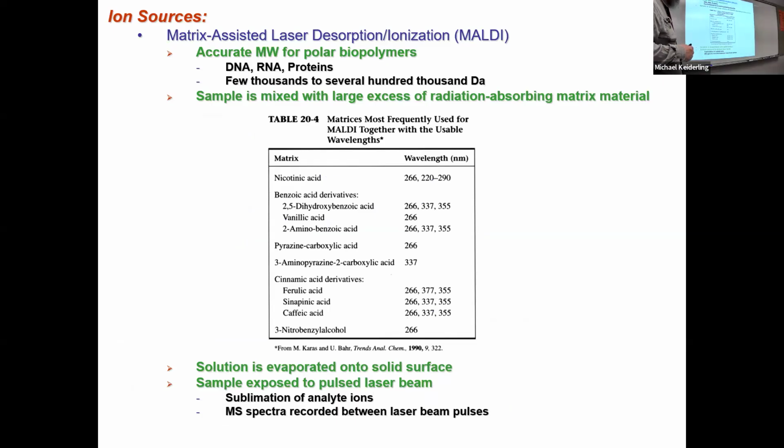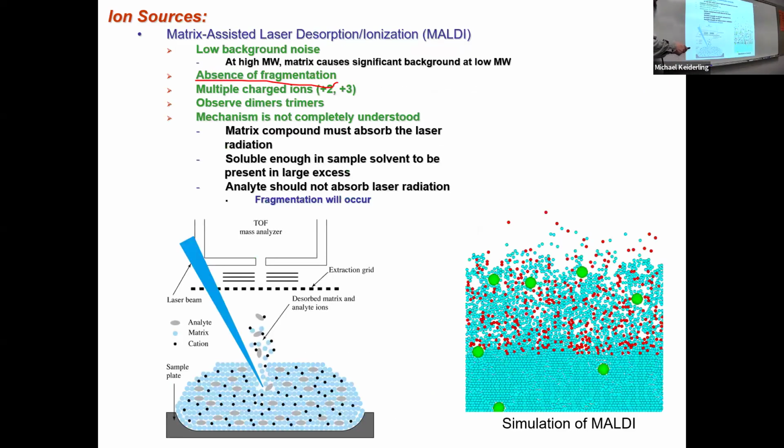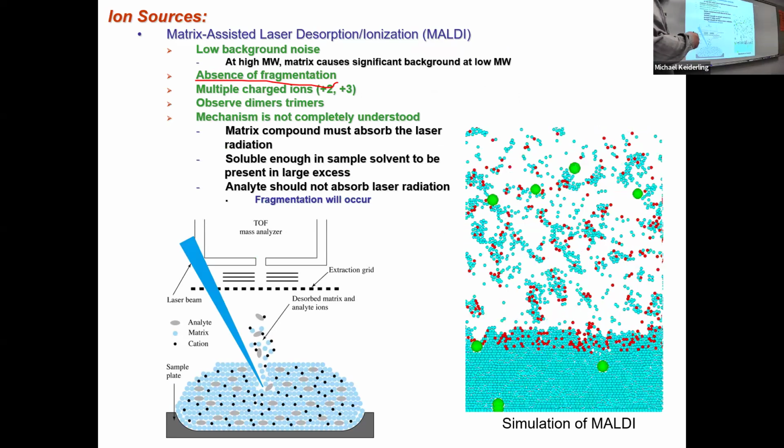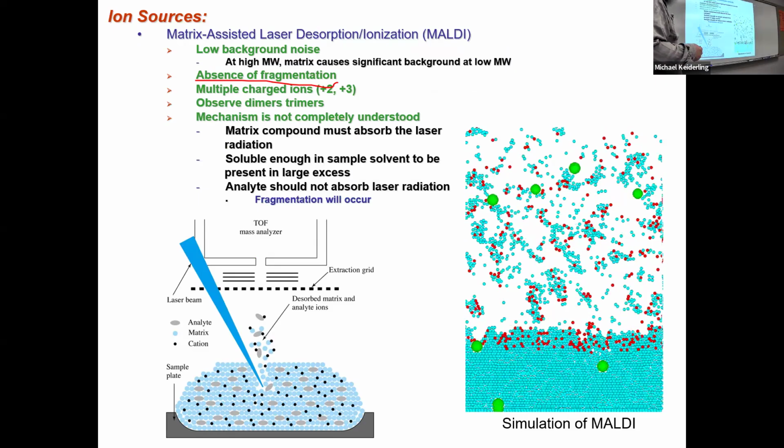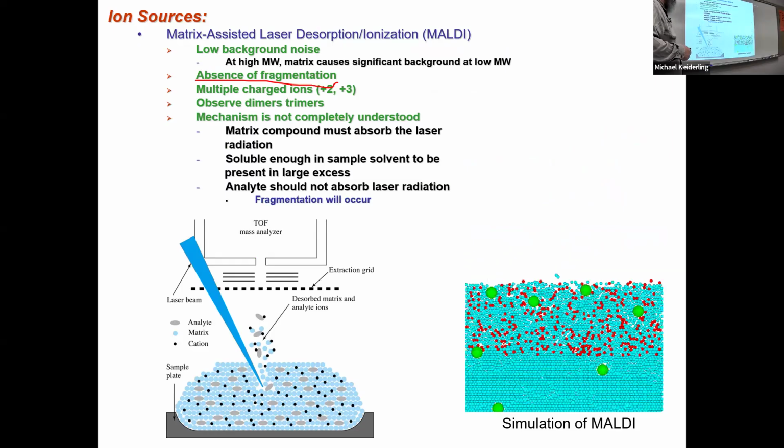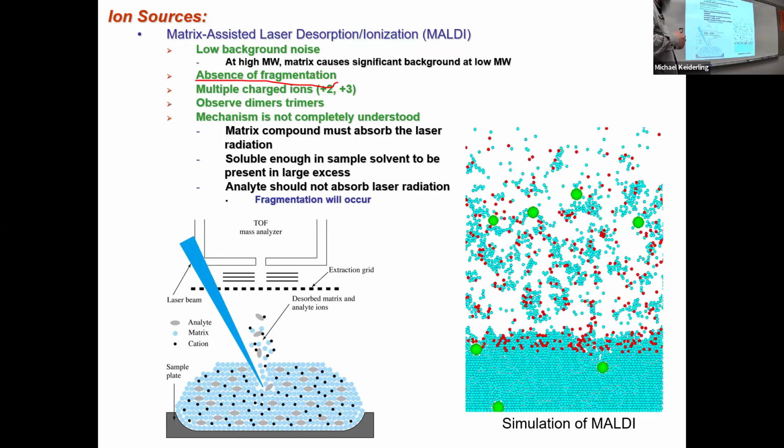Matrix assisted laser desorption is good for large polymers. You use pulse lasers to basically vaporize a matrix and carry the analyte along as it flies out. There's almost no fragmentation, and it has low background noise at high molecular weight. You need to be careful. It works for certain analytes, and it's fairly simple.